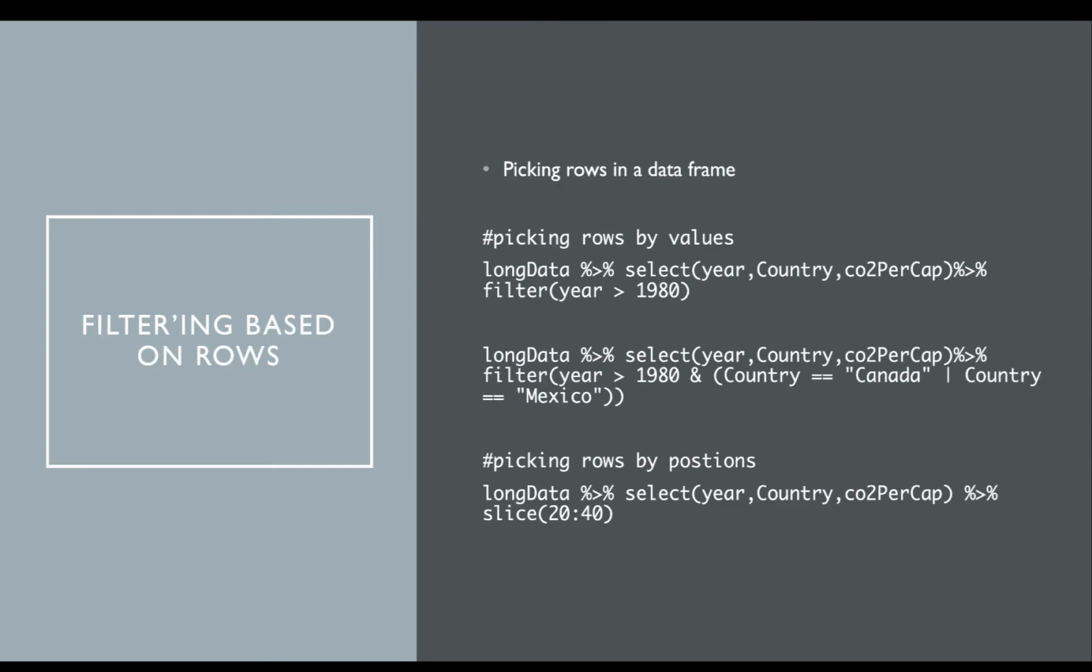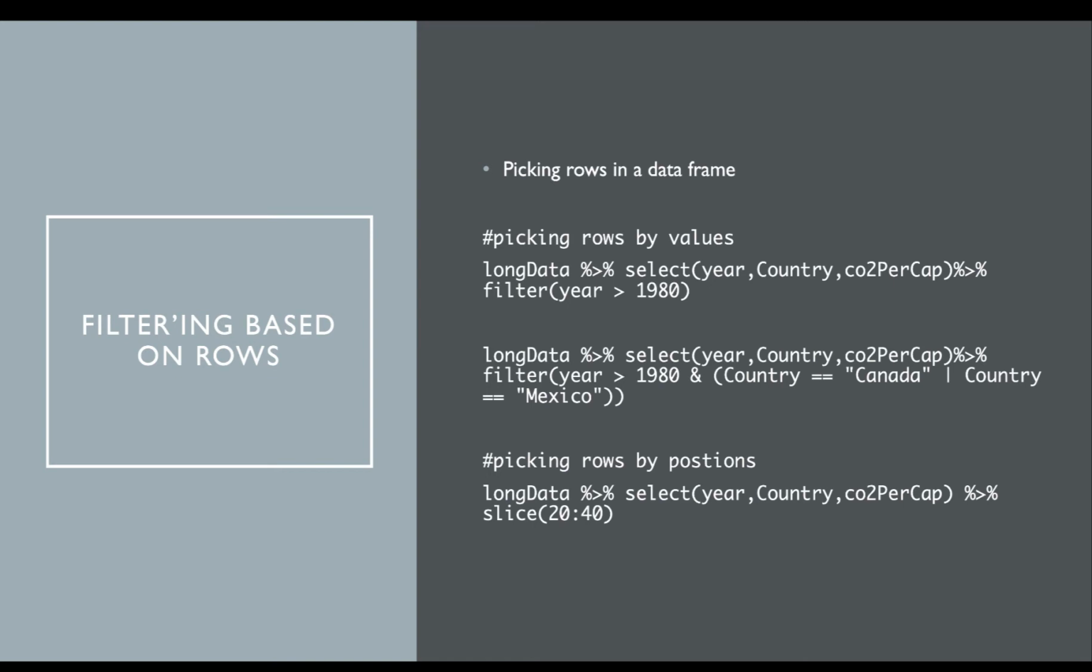In addition to selecting columns, dplyr also allows us to filter rows or to select rows. The way it does that is through the use of the filter function. We can filter rows on a variety of different criteria in a variety of different ways.